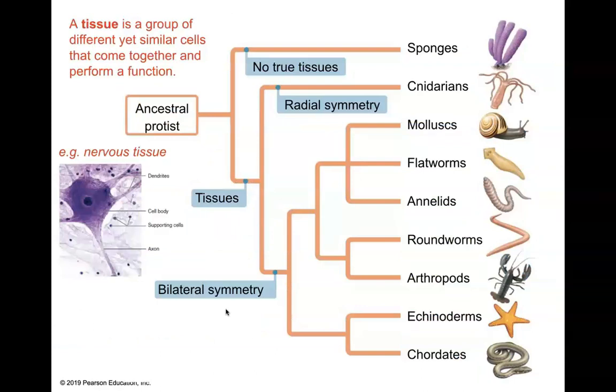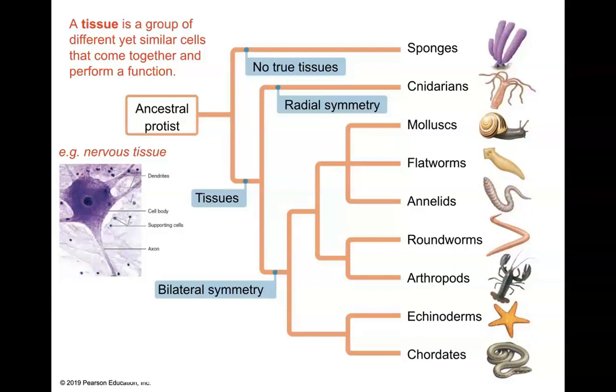A tissue is a group of different yet similar cells that come together to perform a common function. So here I'm showing you nervous tissue as an example. In nervous tissue, I have cells called neurons that are performing a function. I also have immune cells in nervous tissue that are performing a function. I have supporting cells that are located in nervous tissue. All these different types of cells are coming together to perform a common function.